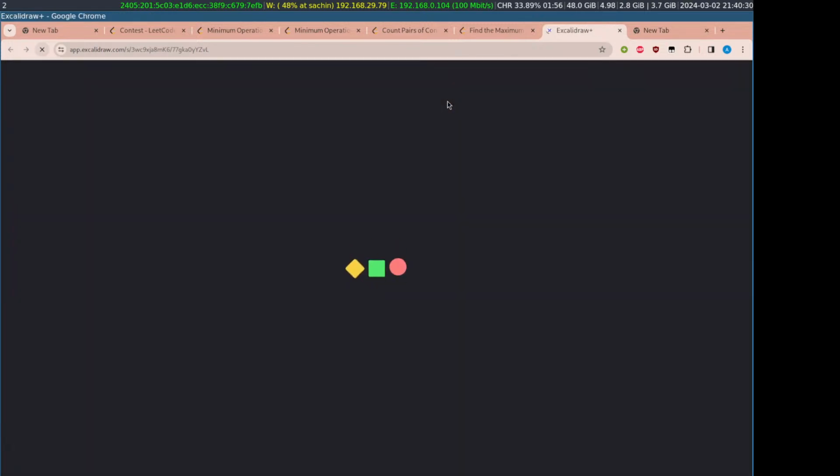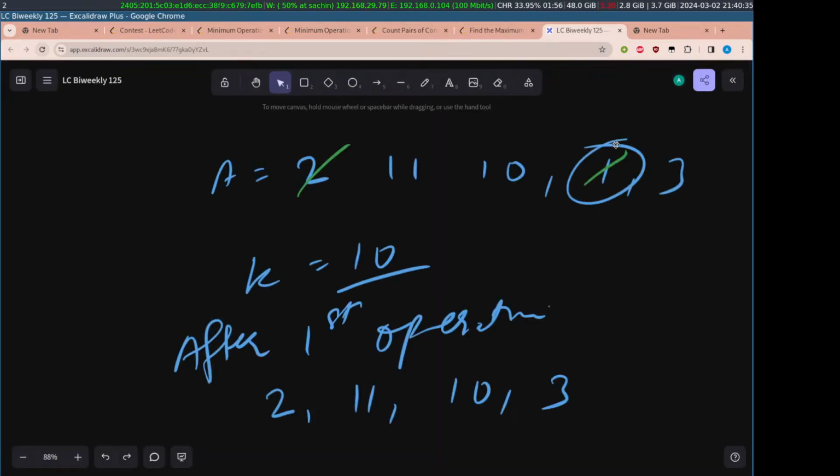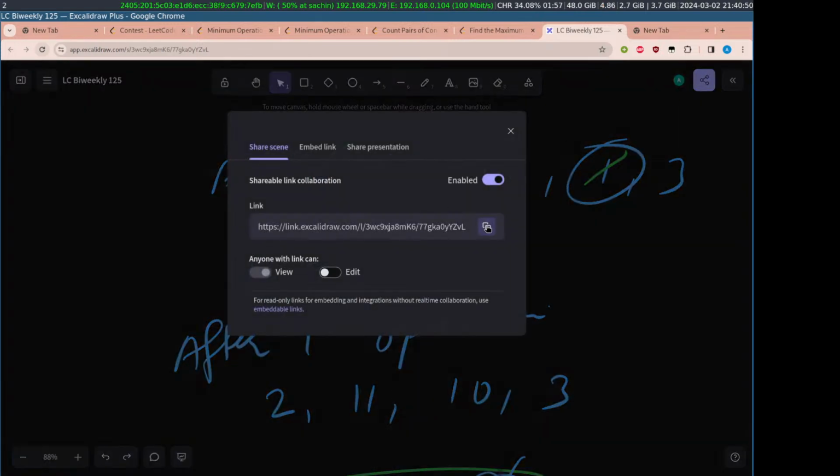Okay, probably there is some lag. Just let me know if there is a larger lag when I am sharing my screen, whiteboard. Let me just check something.